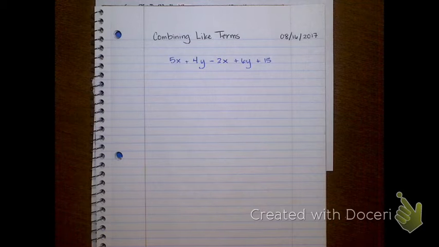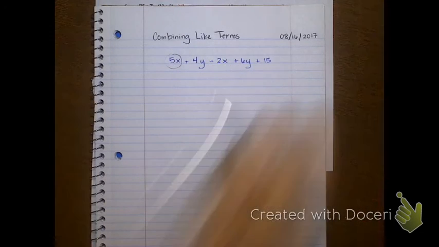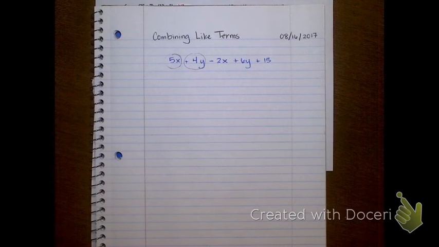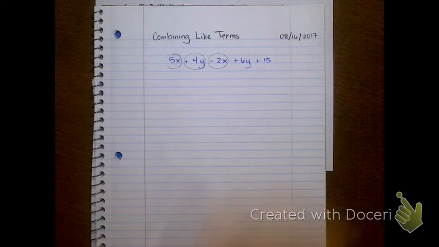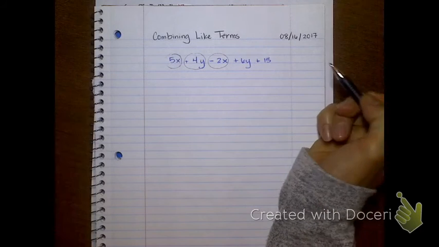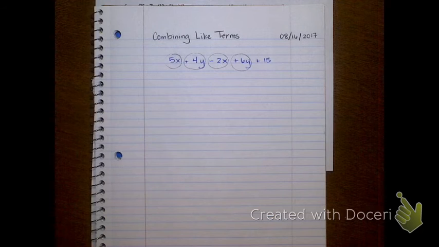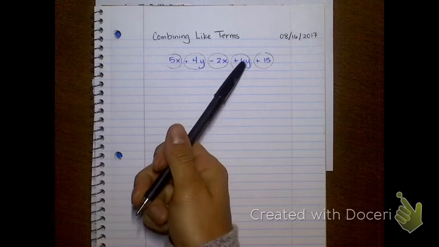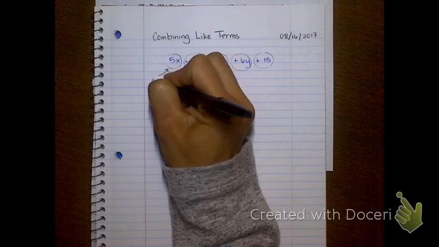All right, so in that expression, we have things called terms, okay? So for example, 5x, that's called a term. Positive 4y, that's a term. Negative 2x, that's a term. What else is a term? 6y. What else is a term? 15. So how many terms are in this expression? 5. Okay, each of these is what we call a term.